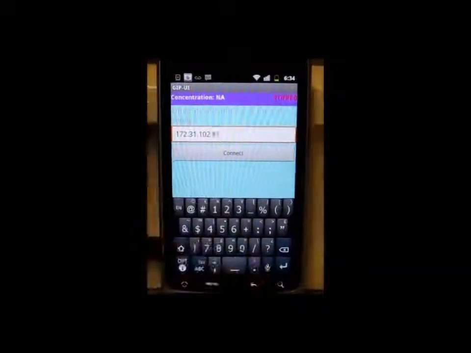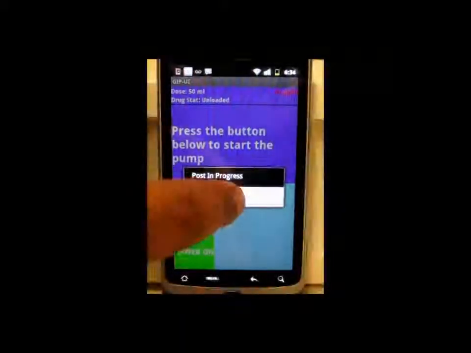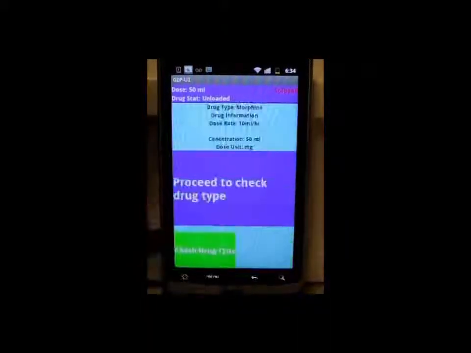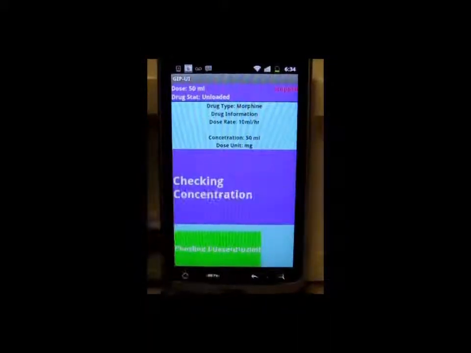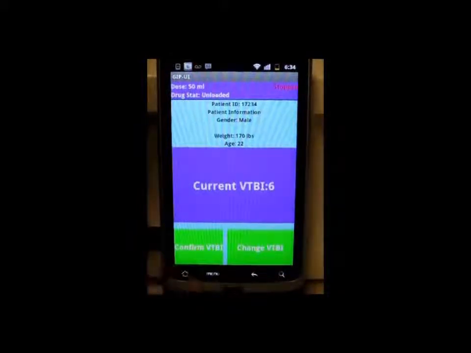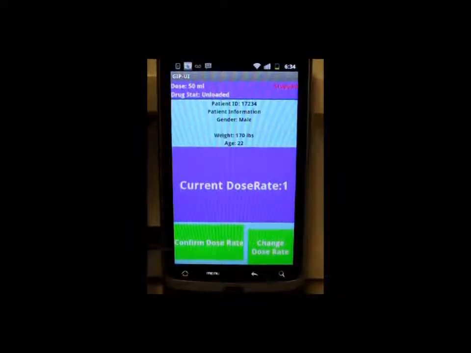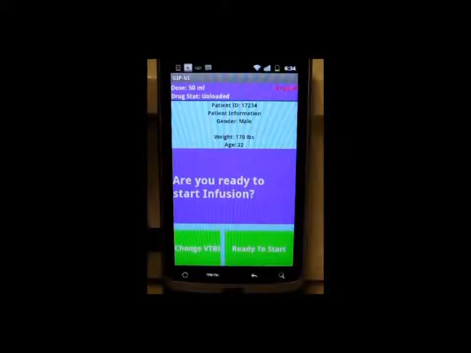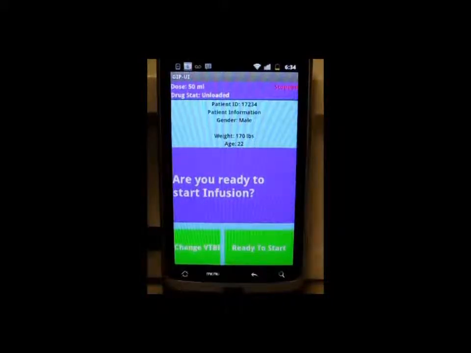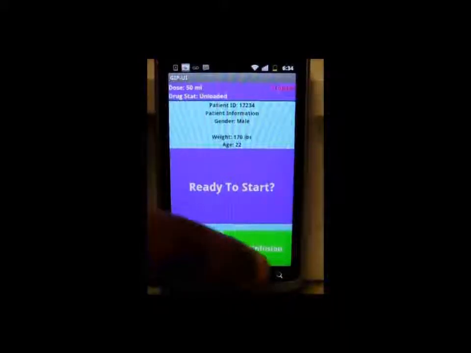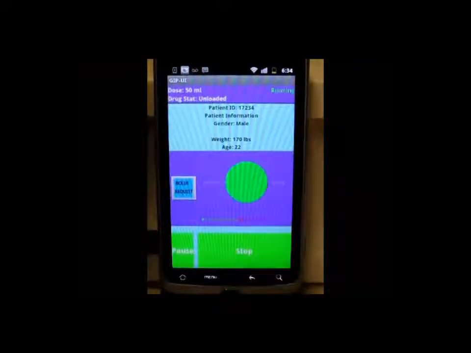Caregivers or patients go through several steps in order to start drug administration. These steps include dose rate setting, VTBI setting, and entering patient information. The video shows one example of such a workflow.